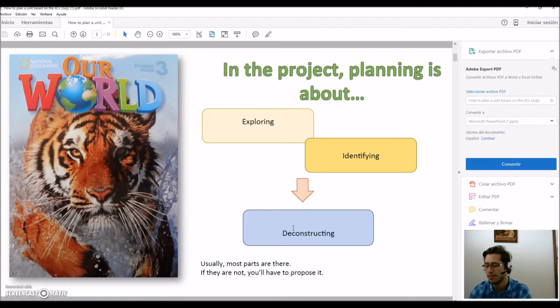In case you don't find them, the idea is that you propose an activity for that. For example, oh, I didn't find something related to language through learning or language for learning. The idea is that you provide it yourself.